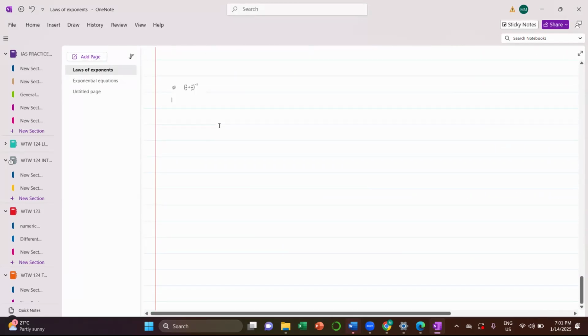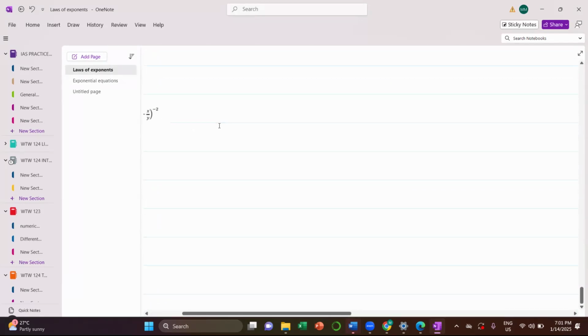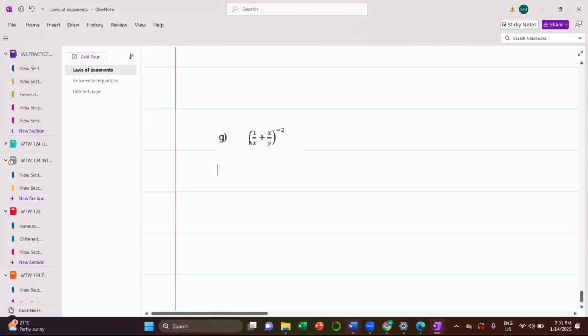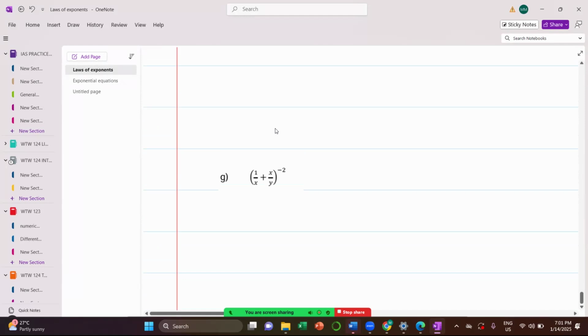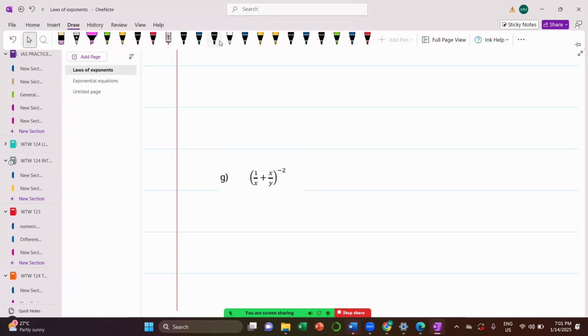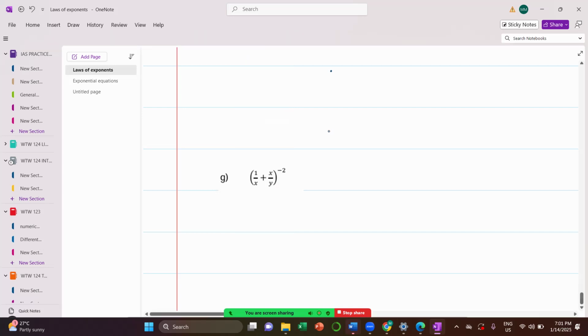So I'm just going to do two more simplification problems involving laws of exponents, right? So now we are given this expression. The question says 1 over x plus x over y, all raised to the exponent of negative 2, right?